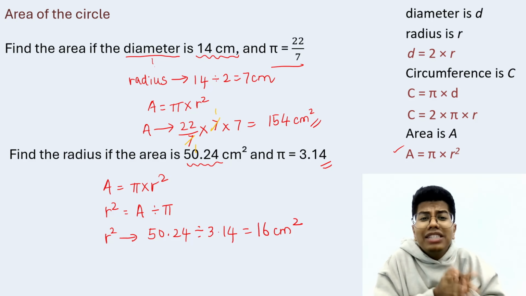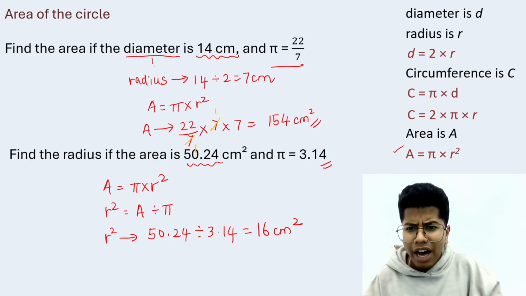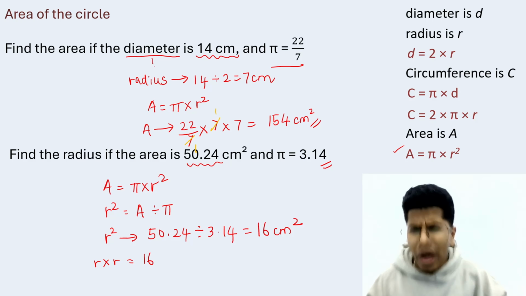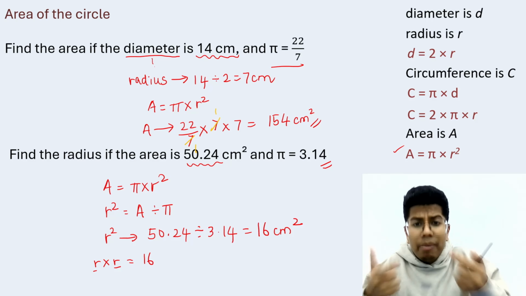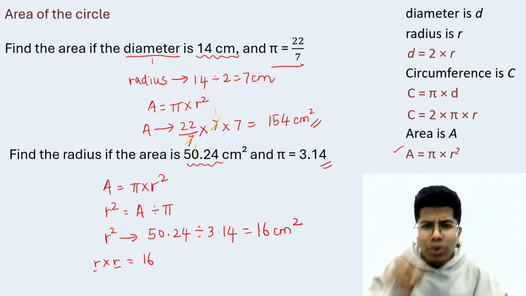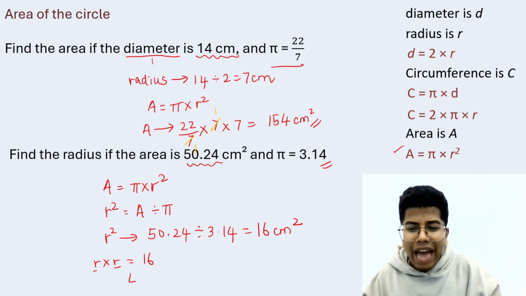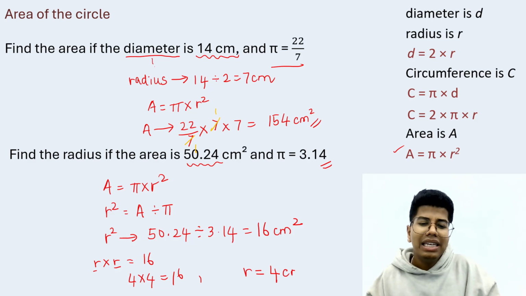I have to find out what is the value of r. So, how to get it? One thing we can observe, it's r square. R square means r times r, which I got as 16. So it's two same numbers, r times r. Two same numbers, when we multiply, we get 16. What is this number? Let's just think. Oh, it's just 4. And what I can observe, 4 times 4 is nothing but 16. So, what is the value of r? Then r is equal to just 4 centimeter.